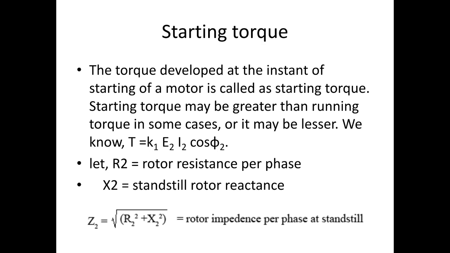We are speaking only about the rotor output, because we are taking output from the rotor only, right? So E2 is the rotor EMF, I2 is the rotor current, and phi 2 is the phase angle of your rotor. Everything with subscript 2 is the rotor. Let R2 be the rotor resistance per phase and X2 the standstill rotor reactance. Z2 is the rotor impedance, and it is standstill, meaning it is not starting, it is standing still.